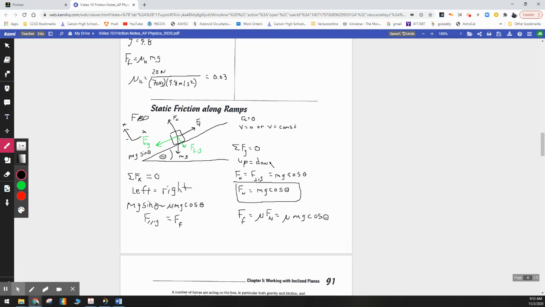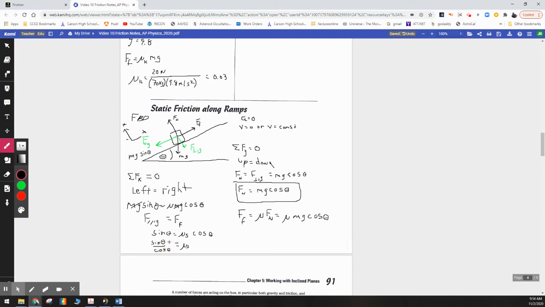So now back up here, what cancels out? Looks like mg cancels out here, and I have the sine of theta is equal to mu. Now, it's going to be static because it's not moving, and here we have cosine of theta. All right, so now take a look here. This is interesting. Mu static is going to equal the sine of theta divided by the cosine of theta.